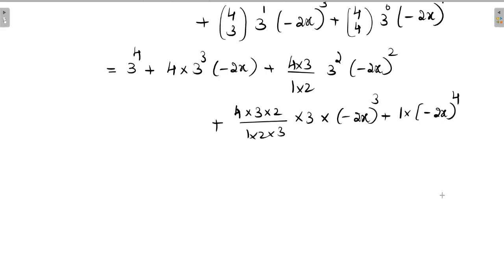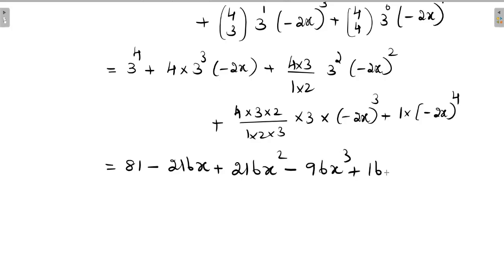So the simplified form is 3^4, which is 81, minus the second term, 216x, plus the third term, 216x², minus the fourth term, 96x³, plus 16x^4. This is the required expression.